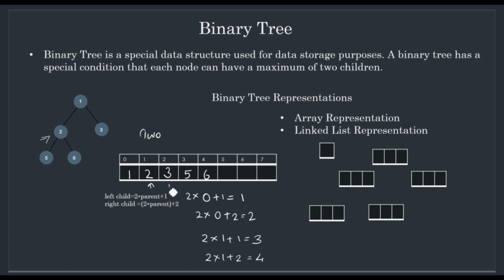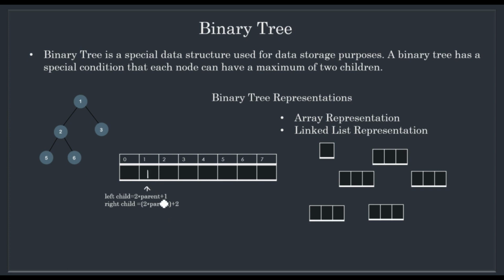Okay. Now we check 3. 3 does not have any child, so no problem. Now 5: 5 also does not have any child, and 6 also does not have any child. So that is the array representation of a binary tree.